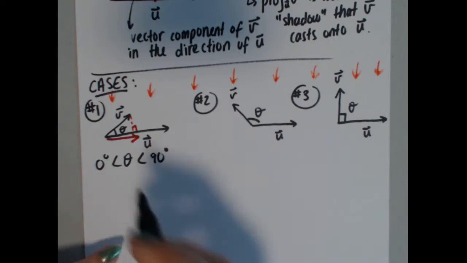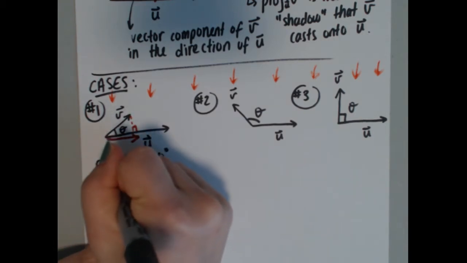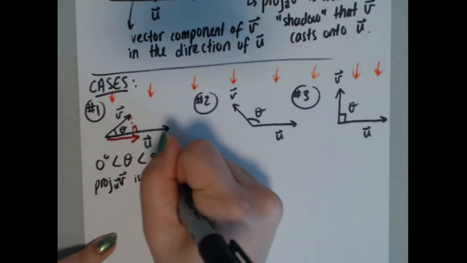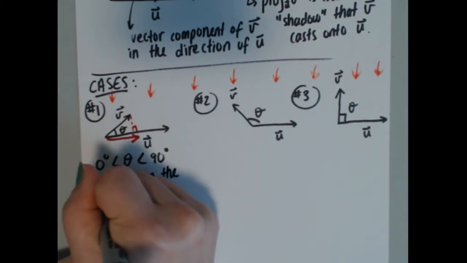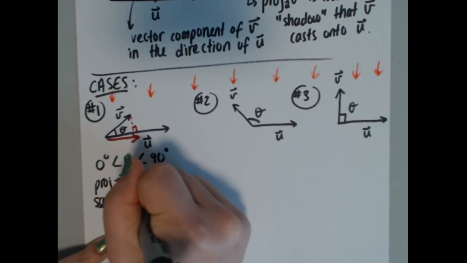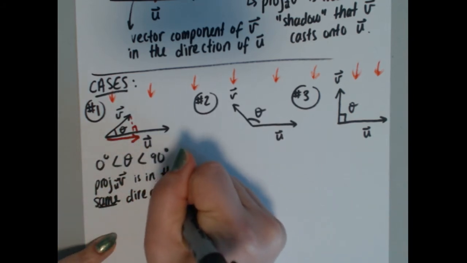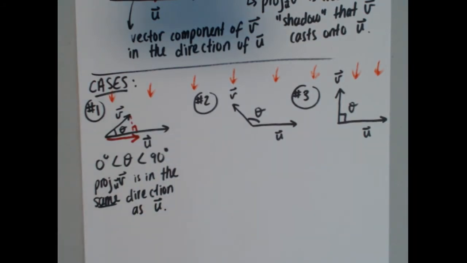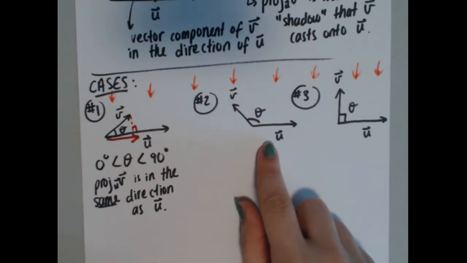And what I see is that the projection of vector v onto vector u is in the same direction as u. Now, if you're wondering whether that is an obvious consequence, it is, but it's not always going to be the case.